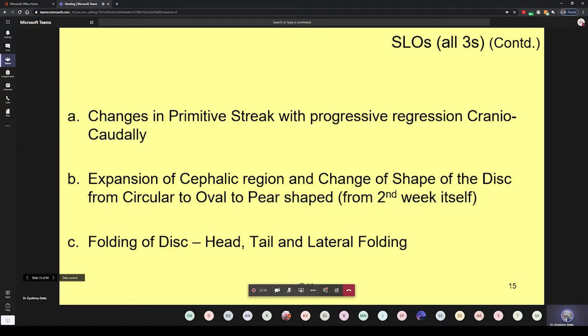What are the changes in the primitive streak? Right. Yes.